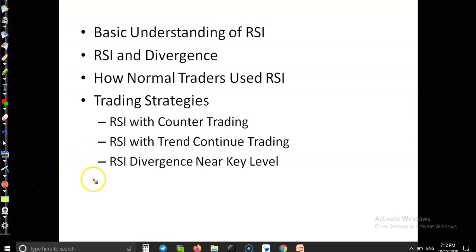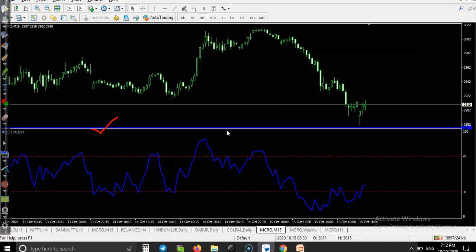Next strategy, RSI with counter trading. Alright, the RSI with counter trading strategy. Now let's jump to here. Okay, let me show you somewhere here. So here I can see crude oil on the 15-minute chart.